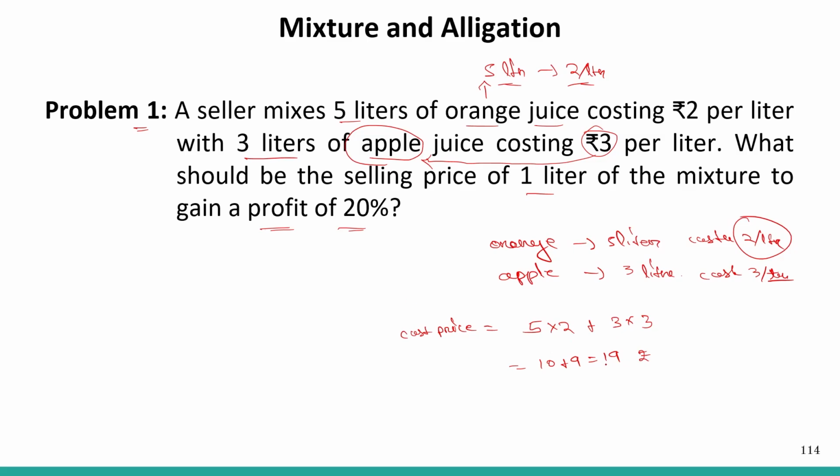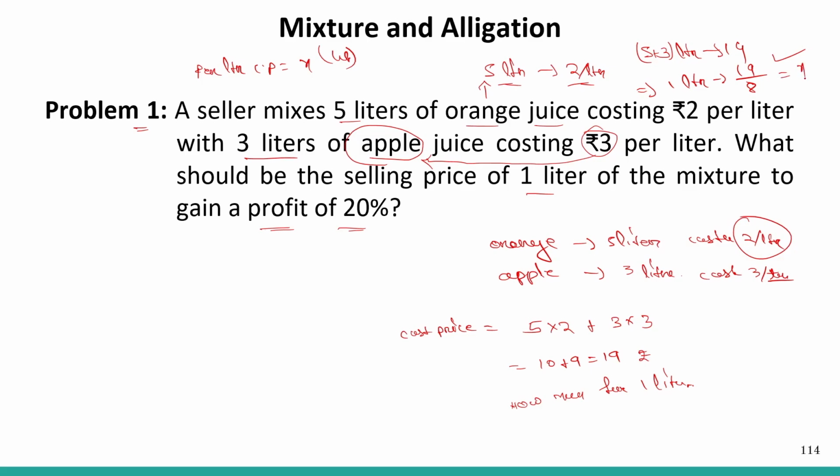So how much for 1 liter? Given that 5 plus 3 liters cost 19, this implies that 1 liter costs 19 by (5 plus 3), that is 19 by 8. So this much amount is the cost for 1 liter. And we want to gain a profit of 20%. So per liter CP is equal to X, that is what we have calculated here.